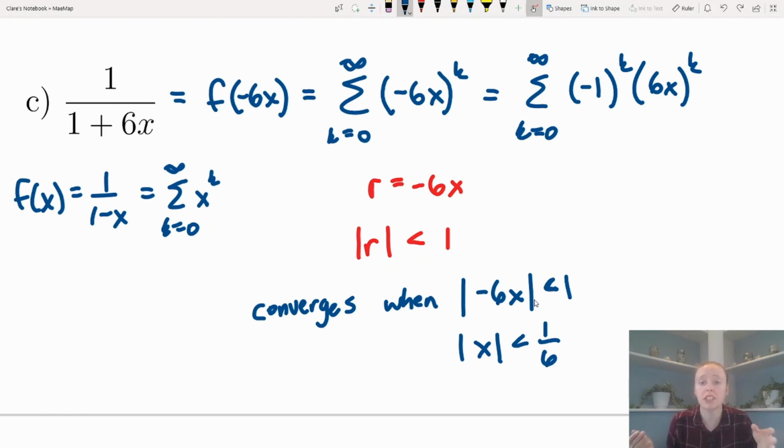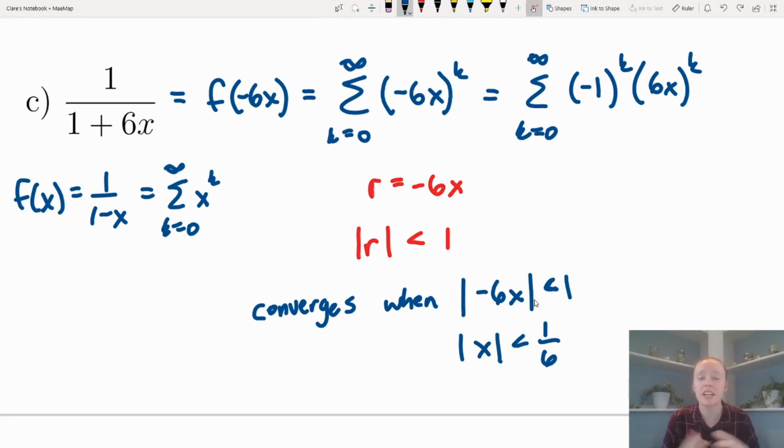If you do the root or ratio test, you'll be able to find that same exact interval of convergence and your radius of convergence, which I would have had to have done if this wasn't necessarily a geometric series. Because if this wasn't a geometric series, I would not have been able to rely on that r value, so I would have had to move on to the root or ratio test to figure out my interval of convergence and my radius of convergence.